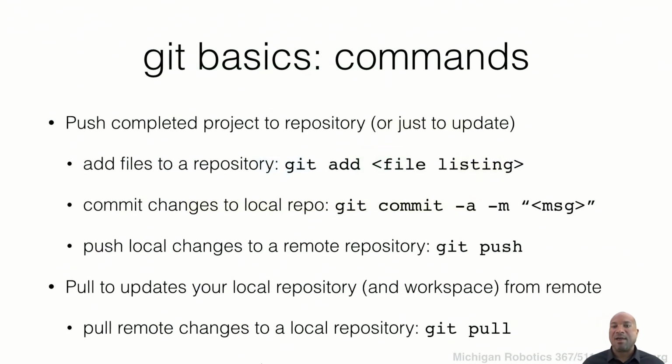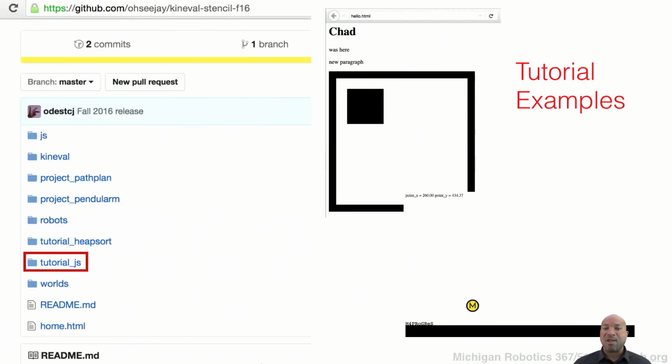There are a number of Git commands that you could use that the GSIs, the course staff, will cover during the tutorials in the discussion sections for the course. But just to say this, you can use git add to add new files, commit to commit them to the repository, push and pull. We have a number of examples inside of the KinEval stencil that show the structure of the repo for the KinEval stencil, such as the tutorial examples that I covered now.